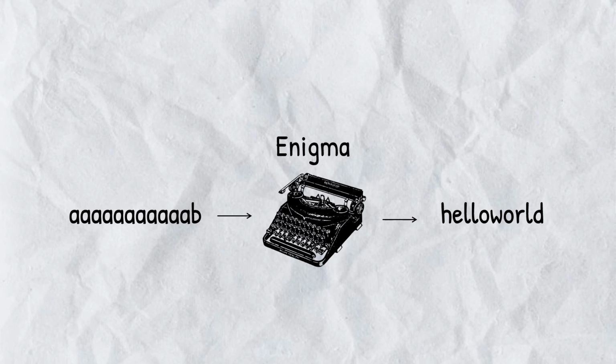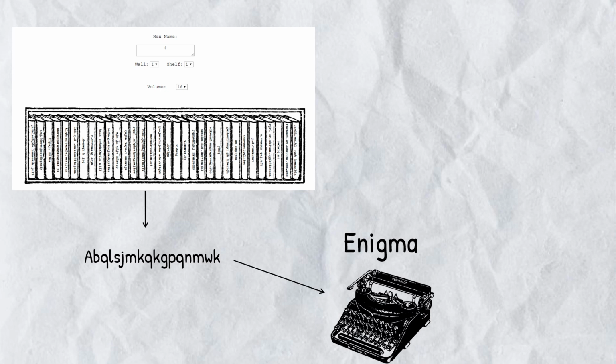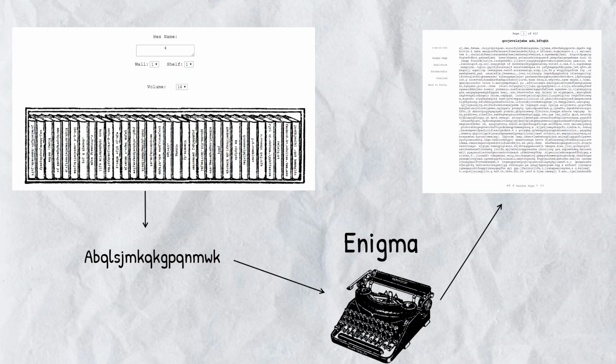That's essentially what's going on when you're asking Library of Babel to read a specific page. When you choose a specific hexagon, wall, shelf, book, page, you're actually choosing a sequence of letters that's just as long as the page you end up reading. It's then put through an Enigma-like algorithm, which becomes the page content.